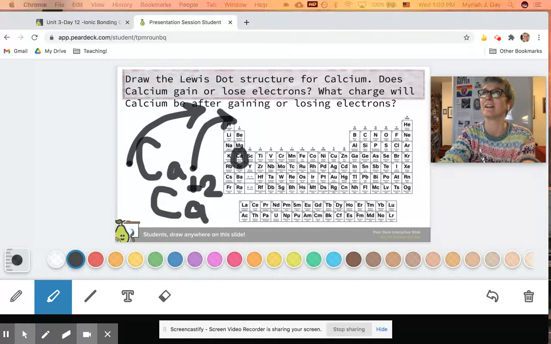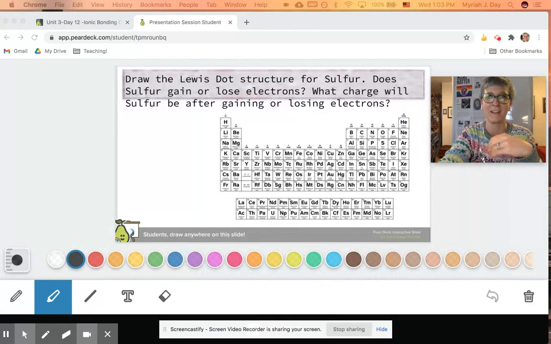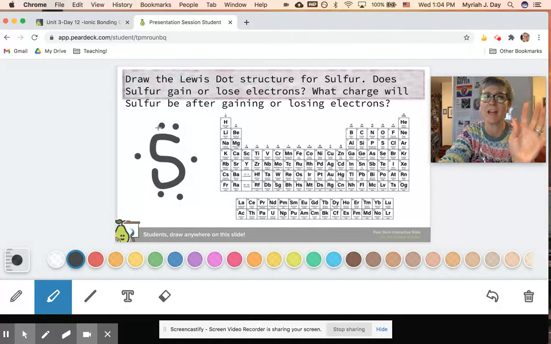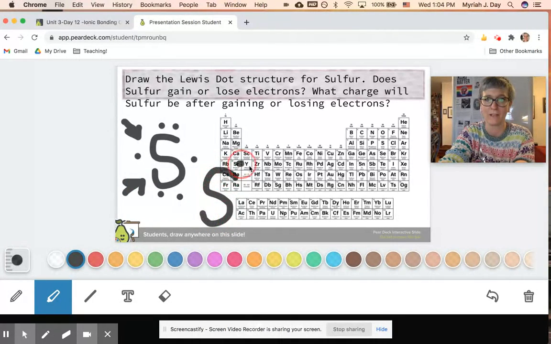And then on this one, sulfur is going to be, there are those 6 valence electrons, and it only needs a couple more to have 8. How many more does it need to have? It needs to have 2 more. So it's going to steal 2 more. So from some metal, it's going to gain 2 electrons. So it's going to be more negative. So it's going to be an S2 minus or an S minus 2, however you want to write it.